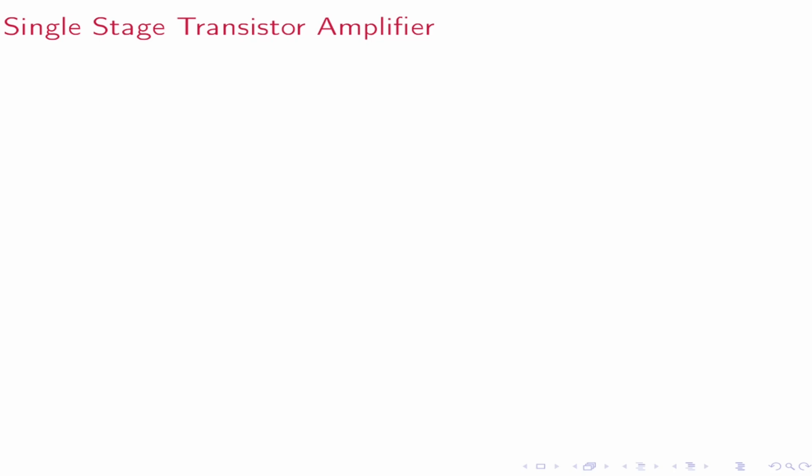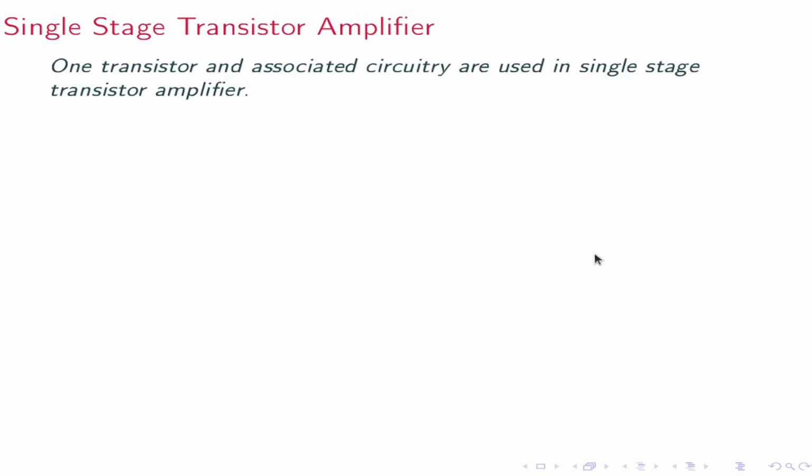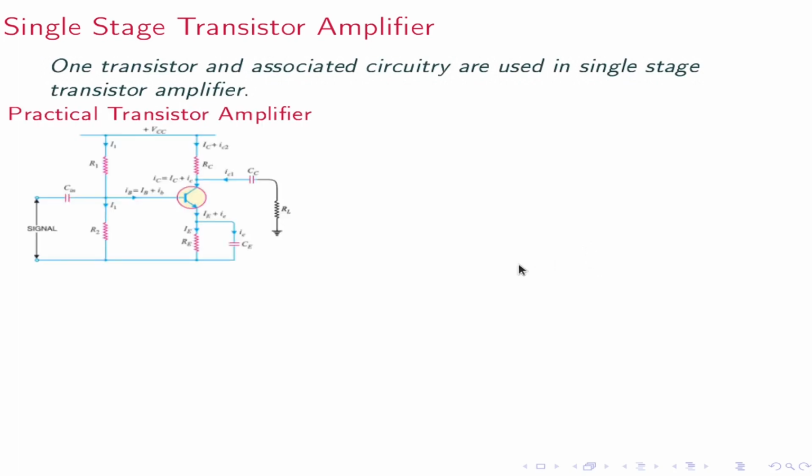Single stage transistor amplifier. In a single stage transistor amplifier, only one transistor and its associated circuitry are used. A practical transistor amplifier consists of a biasing circuit, R1, R2, etc. The input capacitor is used to couple the signal to the base of the transistor.